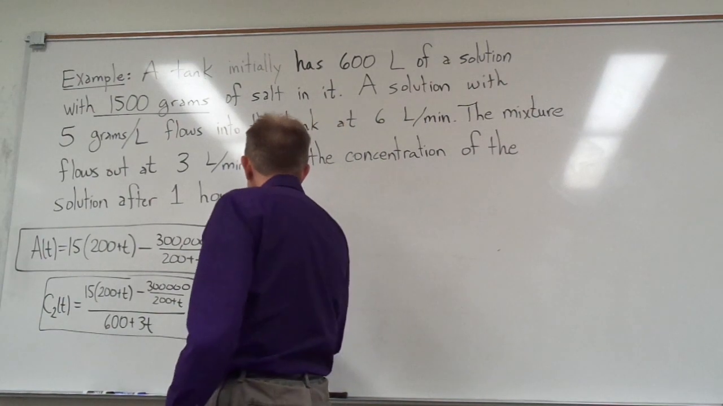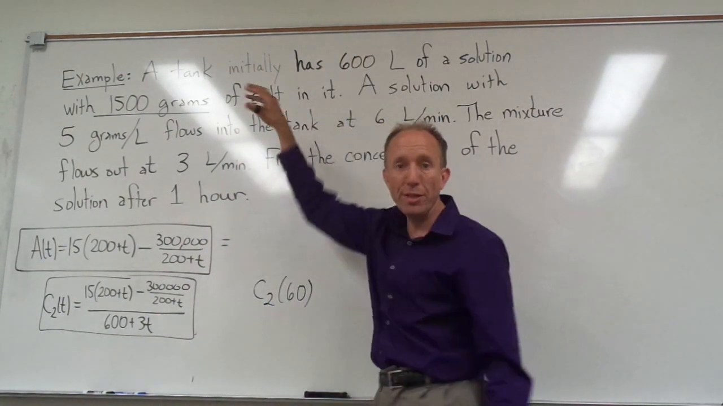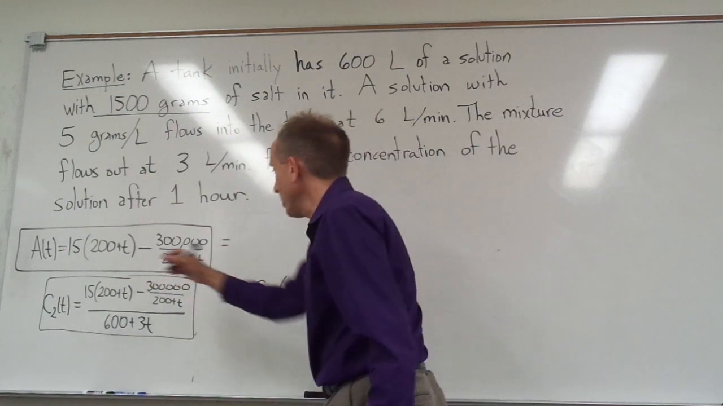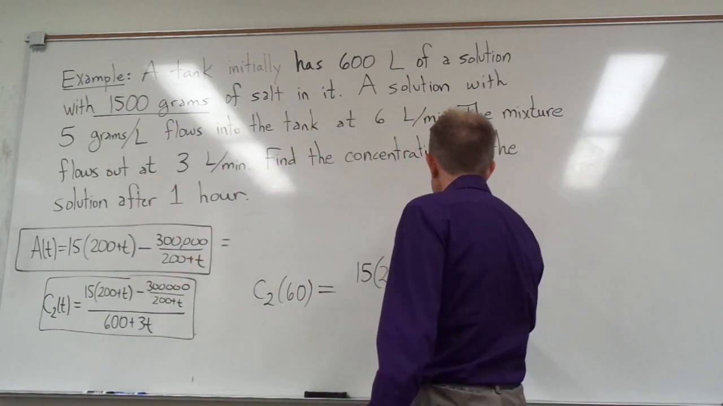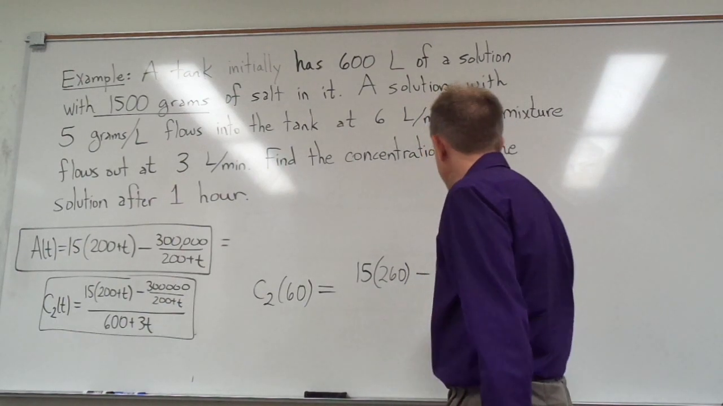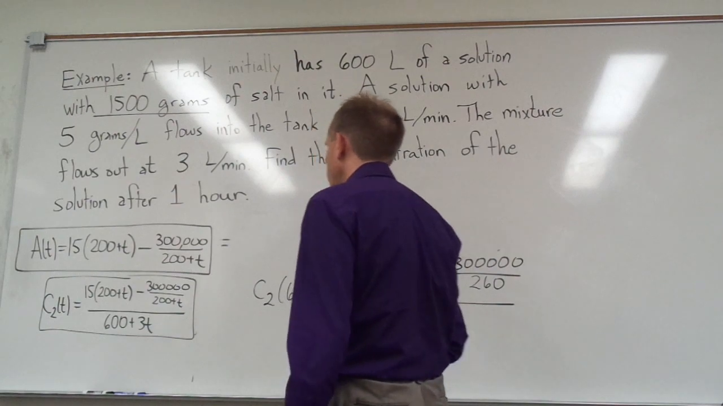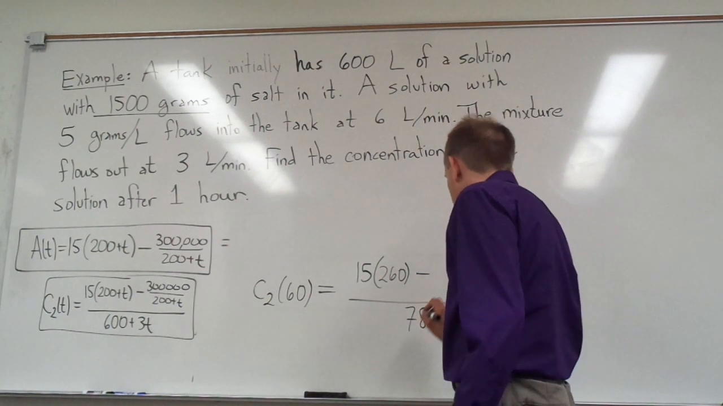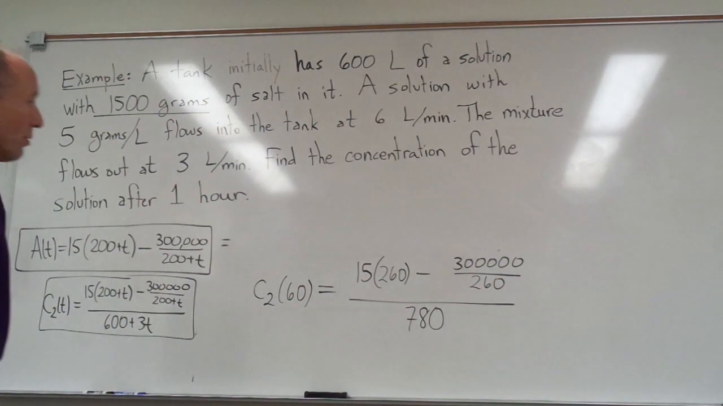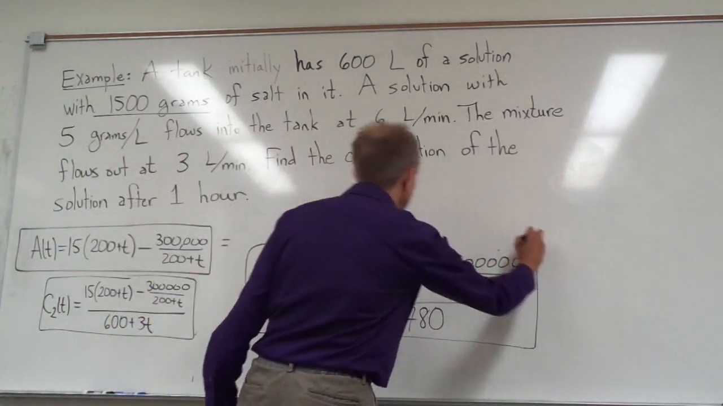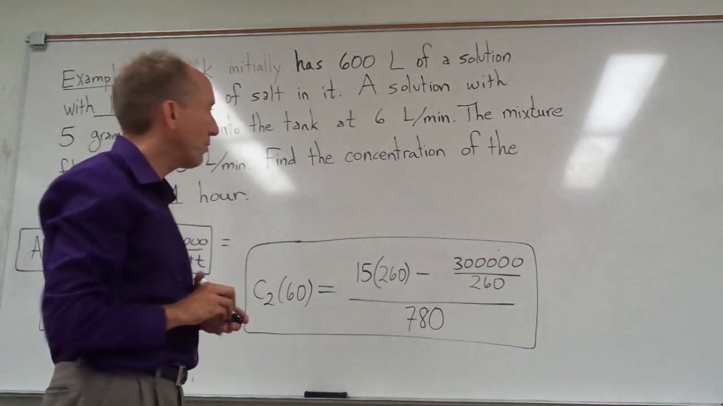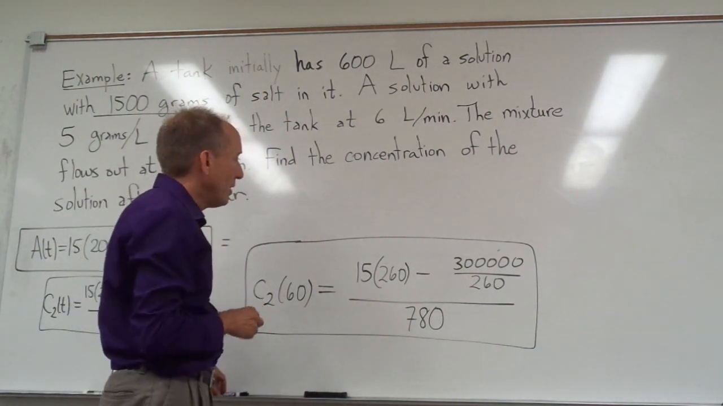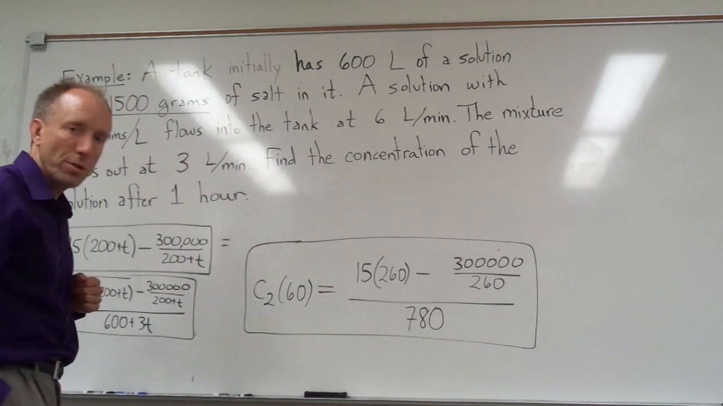1 hour is just 60 minutes, so we would put in minutes because everything else in the problem was given in minutes. We would just put in the 60. So we would get 15 times, well, 200 plus 60 is 260. Okay, minus 300,000 divided by 260. And then all of that would be divided by, well, let's see, 600 plus 3 times 60. Well, that's going to be 780. It'll be something like that. Okay, so this is going to be the answer. Whatever that is, that would be in units of grams per liter. Okay, so at any rate, again, it's a pretty simple process. You just have to put the right numbers into the right places, and then you come up with a very simple solution to the problem.